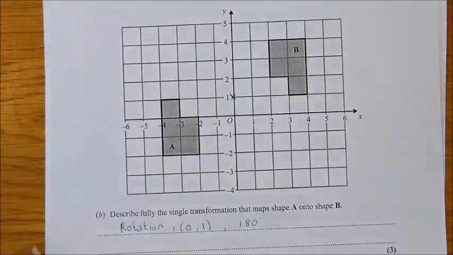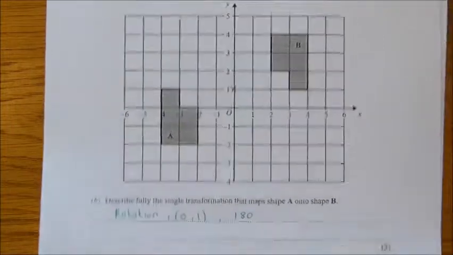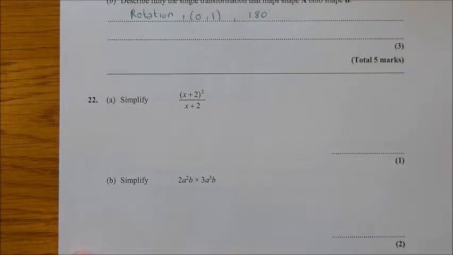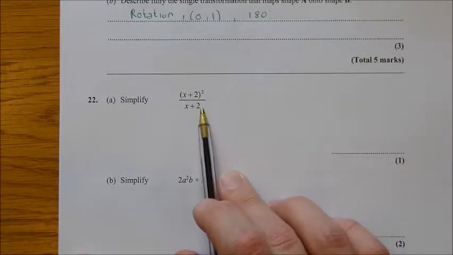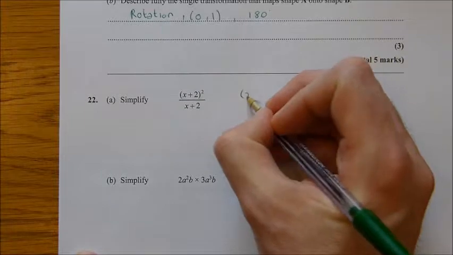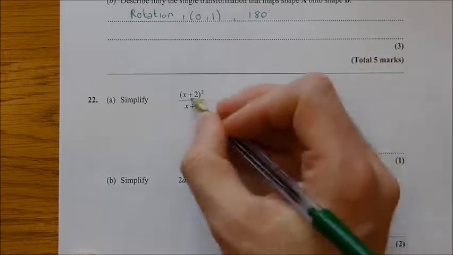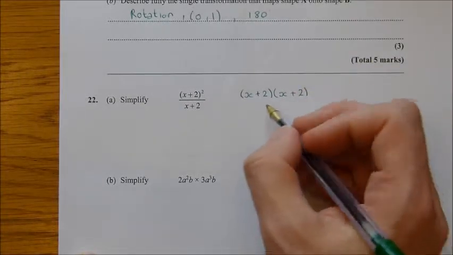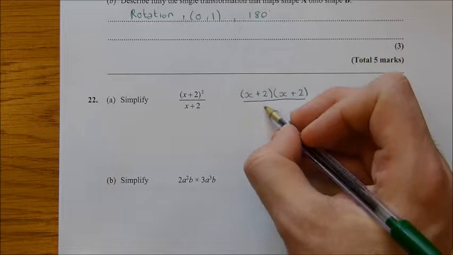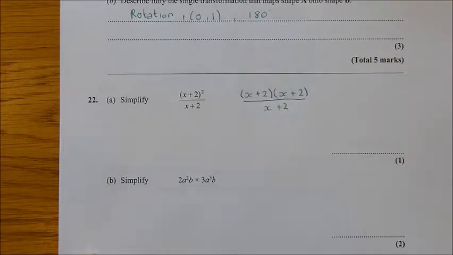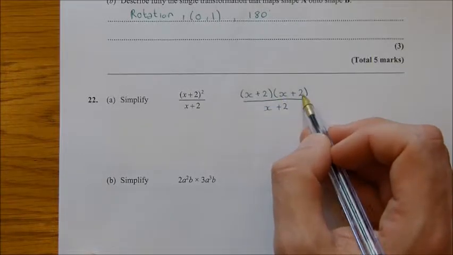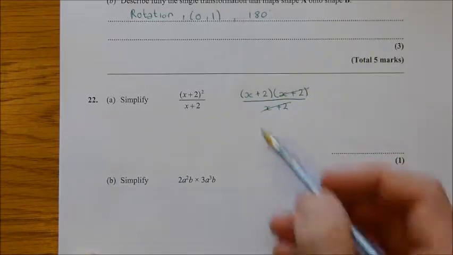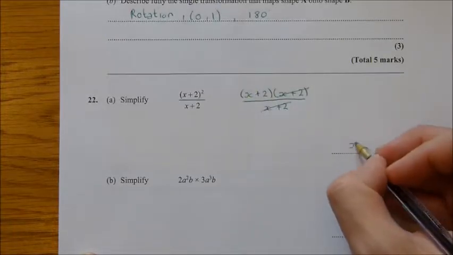Question 22. We've got some simplifying here. So the key with this question is you'll notice there's only one mark, so there shouldn't be a lot of work to do. Just remember that when you square something, you're timesing it by itself. So on the top of this fraction, what you've actually got is x plus 2 times by x plus 2. On the bottom, you've also got x plus 2. Timesing by x plus 2 and then dividing by x plus 2, well, that just cancels itself out. So all you're left with is just x plus 2.